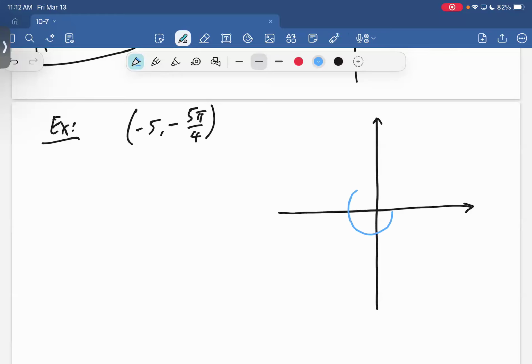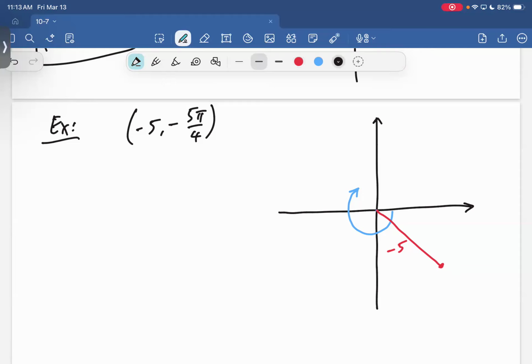Right, -5 pi/4, we have to go clockwise 5 pi/4. So that's going to bring us to this direction, right? And then if r were positive, we would go in this direction, right? But since r is -5, we're going to go in the opposite direction, which is this direction. And so we're looking at a point that's 5 units away from the origin in the fourth quadrant now. Okay?